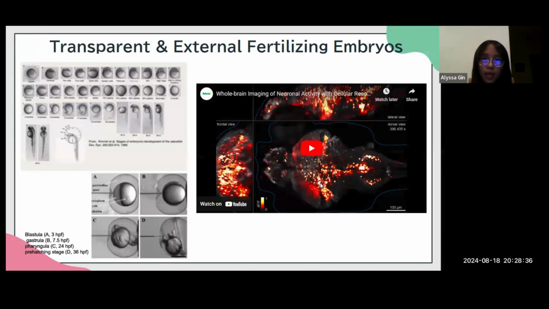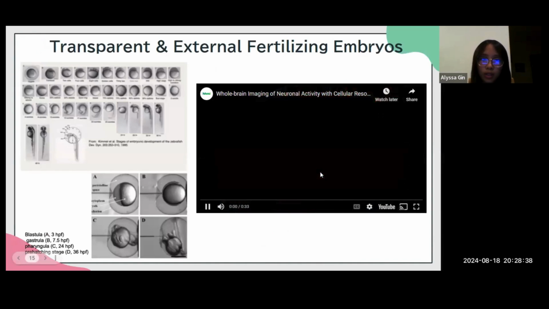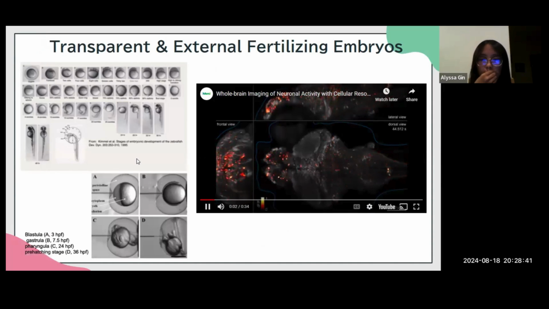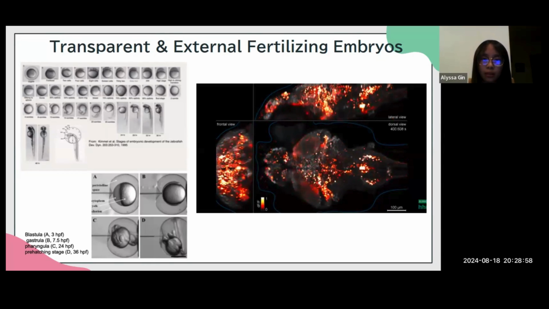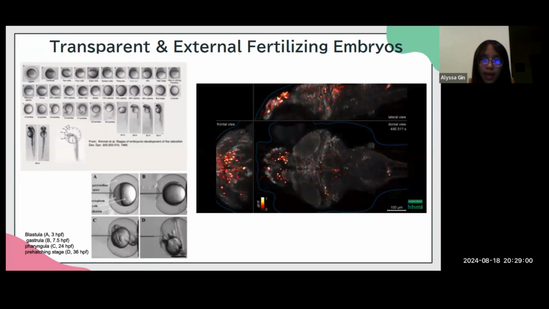And then with their transparent and externally fertilizing embryos, as you can see in the images on the left, as well as the video on the right, it basically allows scientists to implement anything into the embryo. So especially when you're studying conditions that affect children in the womb, it's extremely useful for studying any disease and how it can impact the body.